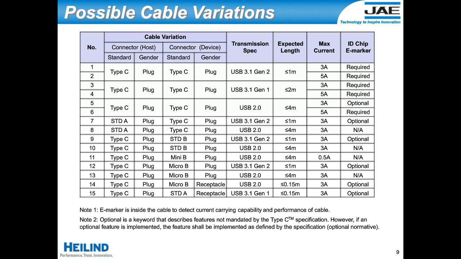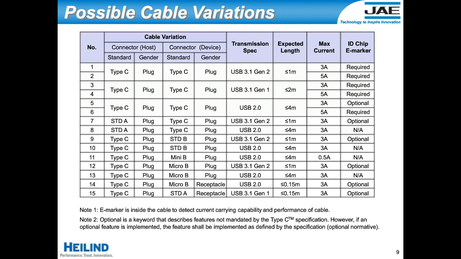This ID chip is typically referred to as the E-marker or electronic marker, and it stores information almost like an EEPROM. It stores information about the signal speed capability, how much power or current the cable can support, as well as vendor-specific information such as lock codes or manufacturer ID and other custom information that you want to load onto the cable itself.